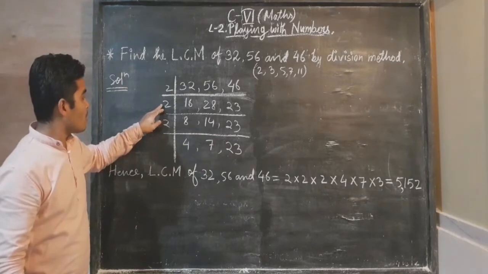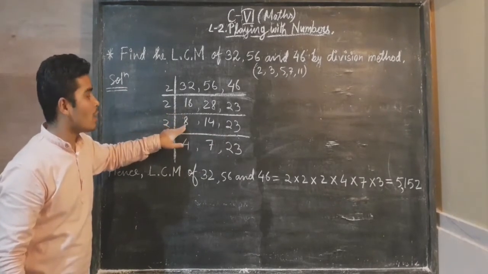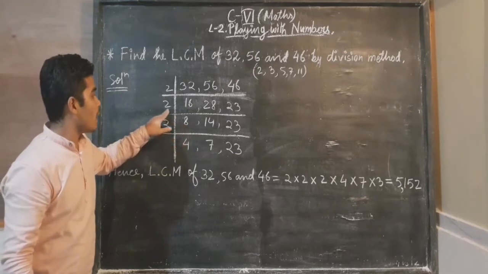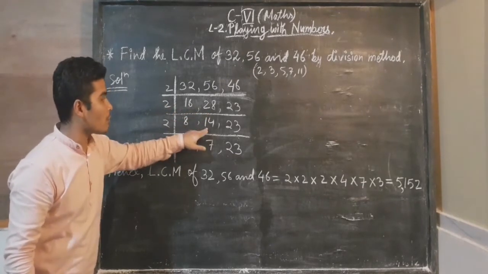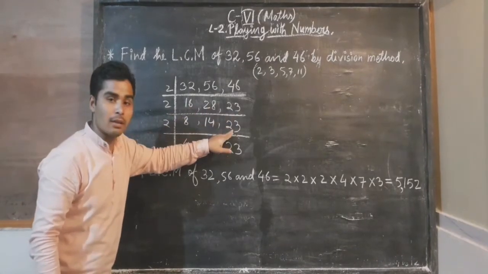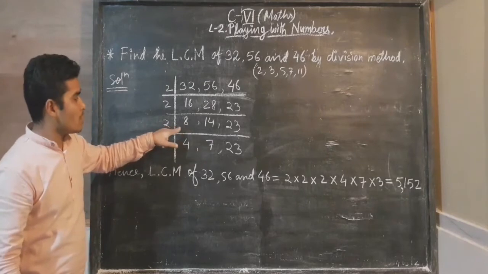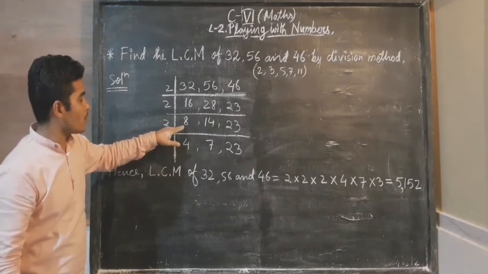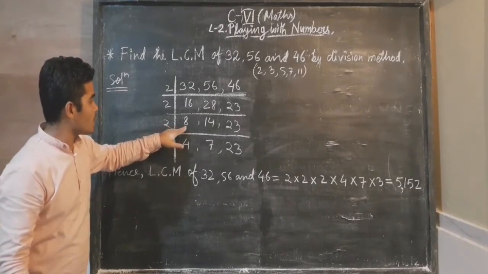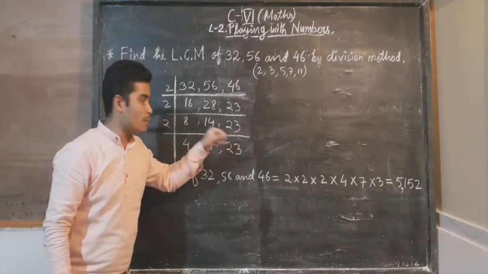Now, we see we have divided this number by 2, then we got 8. Again we divided this number by 2, then we got 14. 23 was not divided by this number, so I have put down that number below. Again you can see the same situation happened here. 8 is divisible by 2, 14 is divisible by 2, but 23 is not divisible by 2.